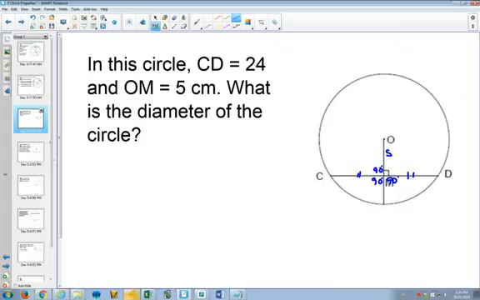Now, if they're the same length, how far is it from C to M? 12. And 12 from M to D. Because they told us in the question that all the way from C to D was 24.